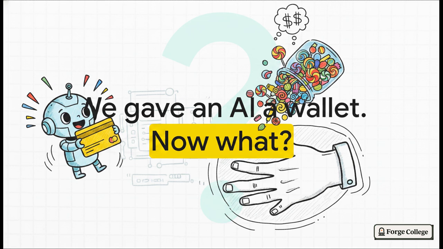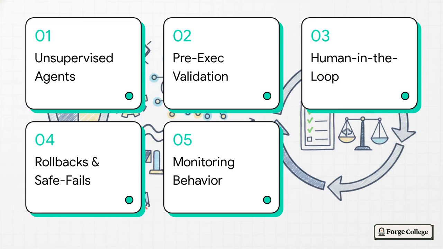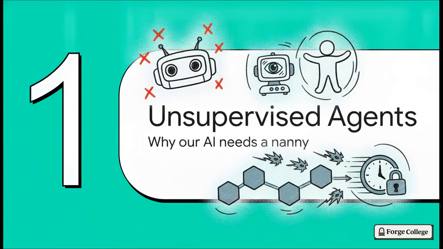Probably not. Crypto markets move at the speed of light, and the thing about an AI is, it doesn't feel panic. It doesn't get nervous when a token drops 30% in a single second. It just executes code. So we need some serious adult supervision before this agent goes live. Okay, here's our agenda for today. We're covering unsupervised agents are dangerous, pre-execution validation, human-in-the-loop controls, rollbacks and safe fails, and finally, monitoring your agent's behavior. Let's dive in.